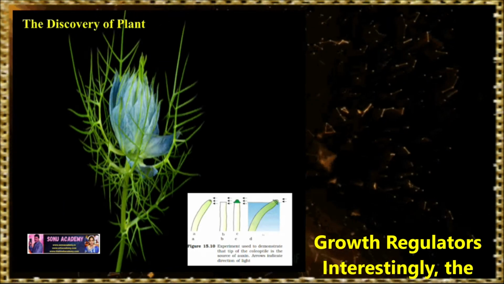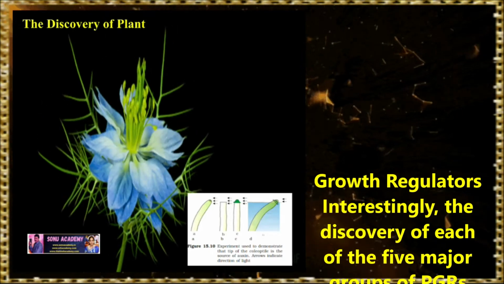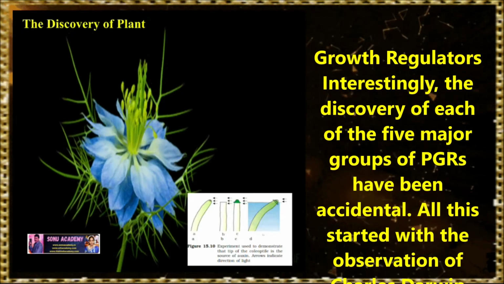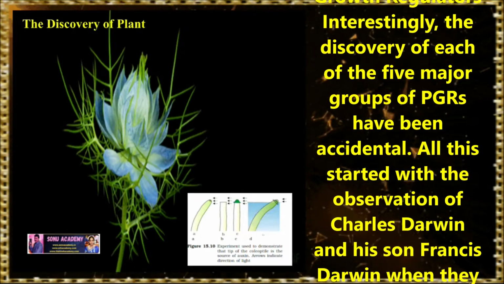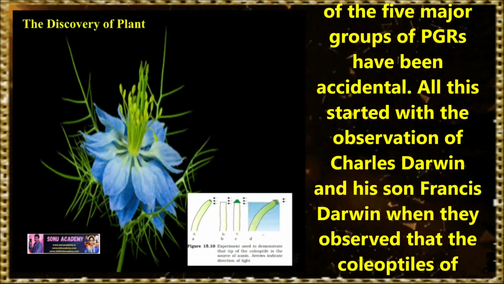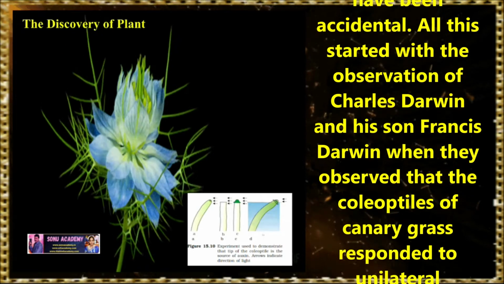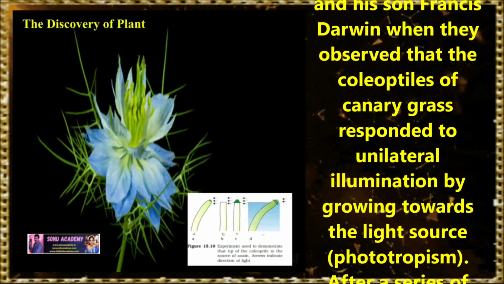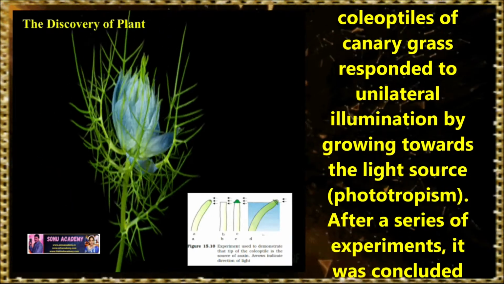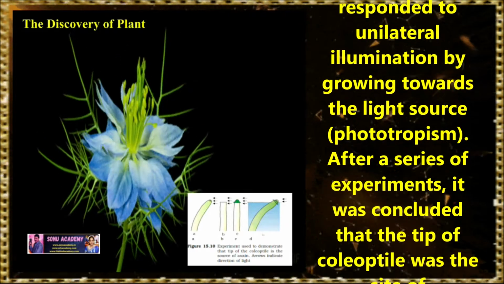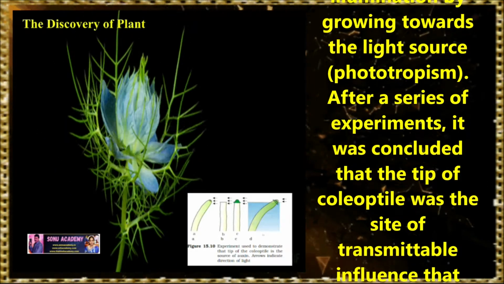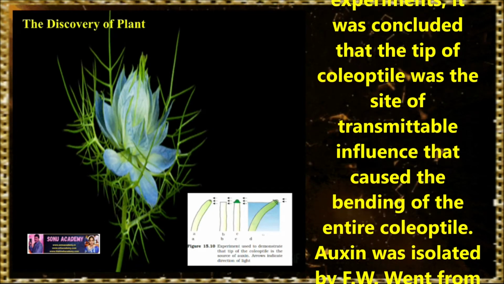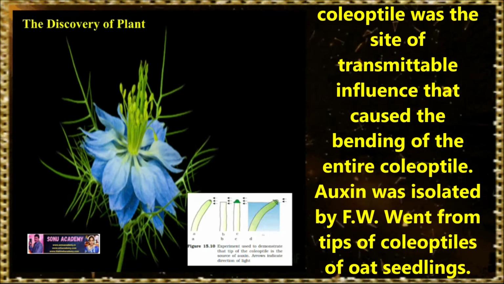Children, now let us discuss the discovery of plant growth regulators. Interestingly, the discovery of each of the five major groups of PGRs has been accidental. All this started with the observations of Charles Darwin and his son Francis Darwin when they observed that the coleoptiles of canary grass respond to unilateral illumination by growing towards the light source, which is called phototropism. After a series of experiments, it was concluded that the tip of the coleoptile was the site of transmittable influence that caused bending of the entire coleoptile.